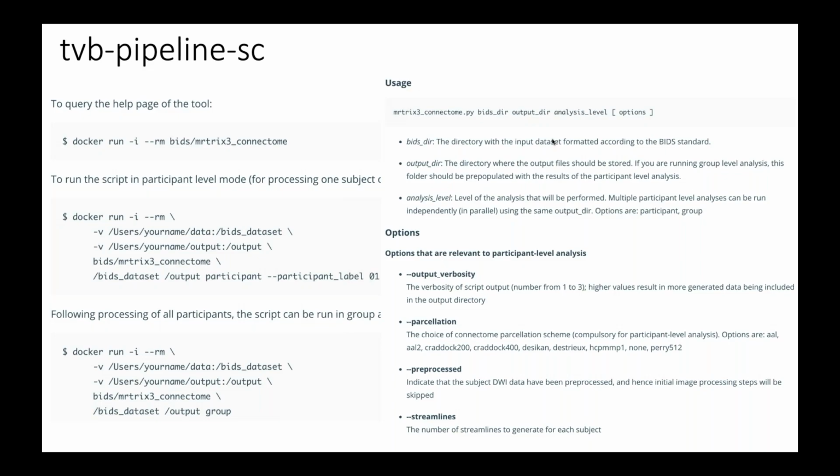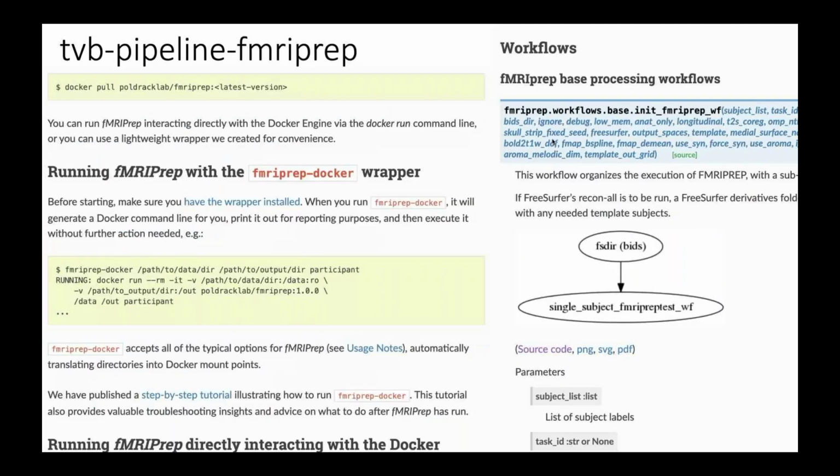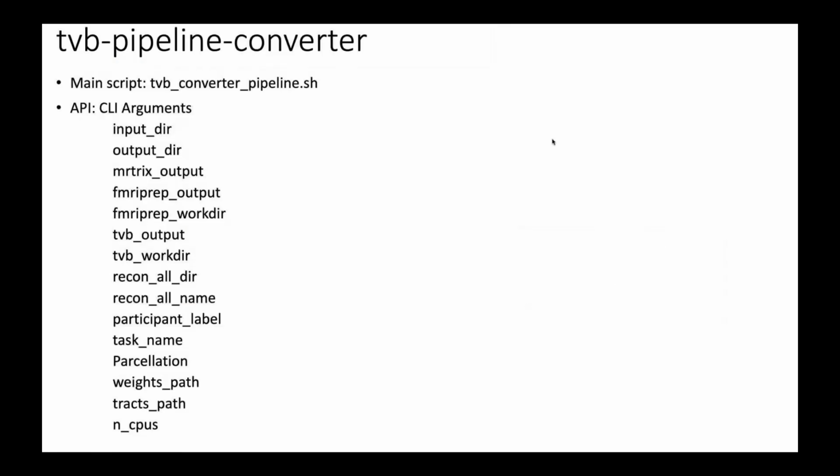fMRIPrep, the fMRI preprocessing container, allows more options for configuration. So they have a very rich interface, which allows you to specify a lot of command line arguments to configure the workflow. The TVB pipeline converter takes all its required inputs as command line arguments. It's not very much, and the user doesn't have to care about setting these arguments. The Jupyter notebook takes care of this automatically.